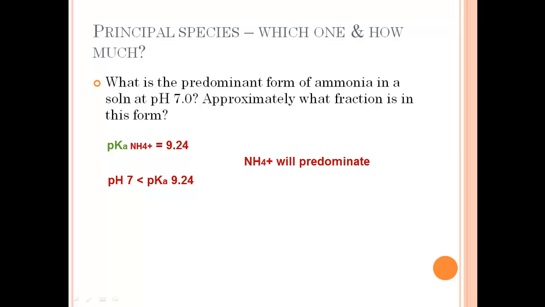Second part of this question is approximately what fraction is in this form? Well, the pKa is 9.24 and the pH is 7.0. So it's a pKa minus 2, so that's a 100 to 1 difference. Or I'm sorry, 1 to 100 difference, because the NH4 plus is on the bottom of the fraction. So about 1 to 100 is the amount that's going to be in NH4 plus form.